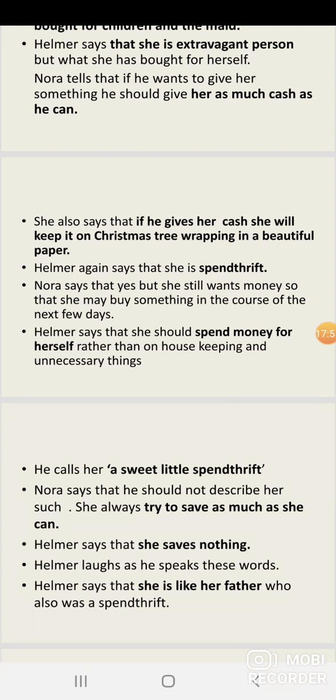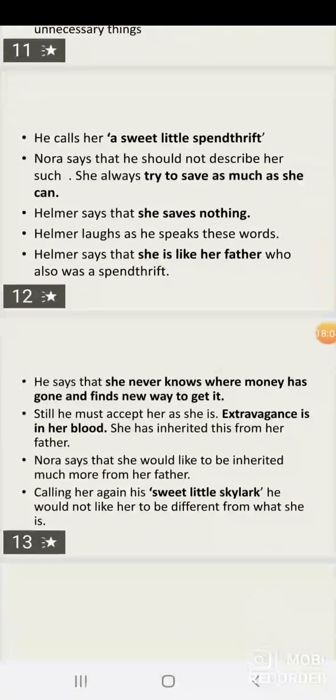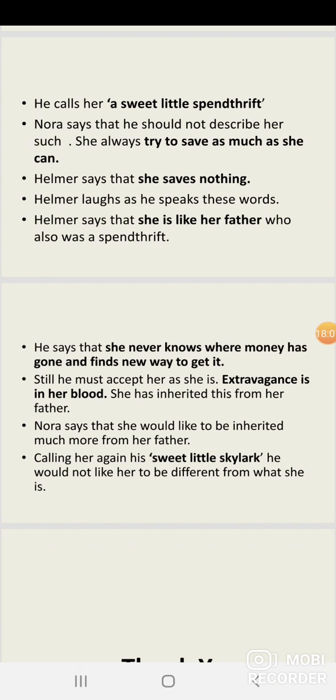Then Helmer laughs as he speaks these words. He says that she is like her father, who also was a spendthrift. So he compares Nora with her father, that her father was also a spendthrift and he also used to spend money as she is spending. He says that she never knows where money has gone and finds new ways to get it. So she doesn't bother about the money and where it has gone and always finds new ways to get it.